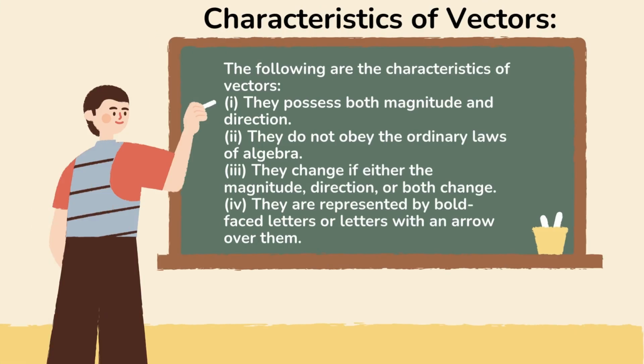Next is characteristics of vectors. The following are the characteristics of vectors. 1. They possess both magnitude and direction. 2. They do not obey the ordinary laws of algebra. 3. They change if either the magnitude, direction, or both change. 4. They are represented by bold-faced letters or letters with an arrow over them.